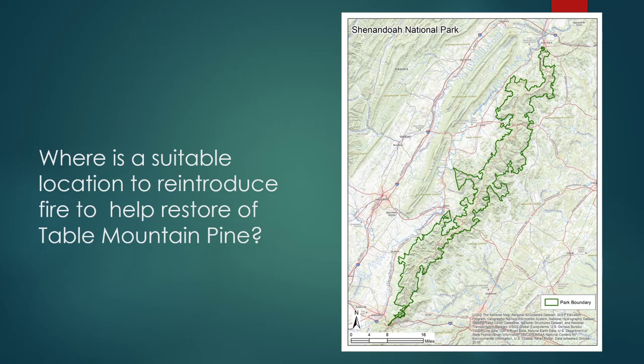To answer that question, I chose to use Shenandoah National Park as a case study. Shenandoah National Park is located in the Blue Ridge Mountains of western Virginia. It is a little over 100 miles long and averages about 4 miles wide. It is approximately 308 square miles in size and has roughly 124 square miles of federally designated wilderness. The main reason I chose to use Shenandoah as my study area was because Table Mountain pine fills a unique ecological niche within the park's landscape.